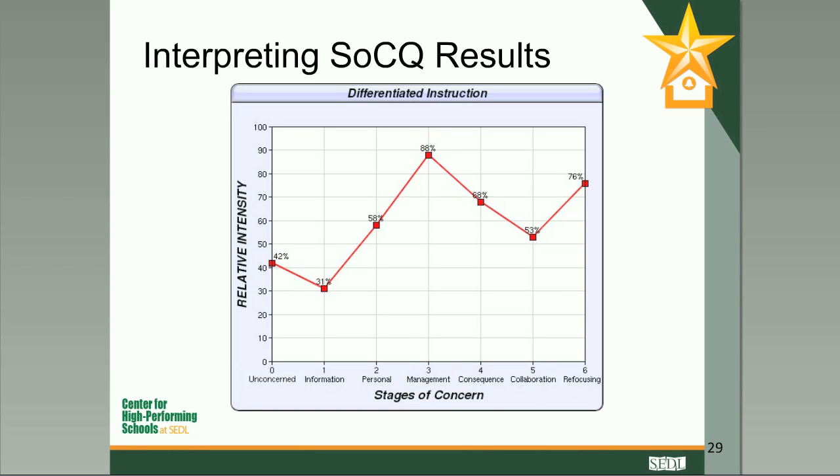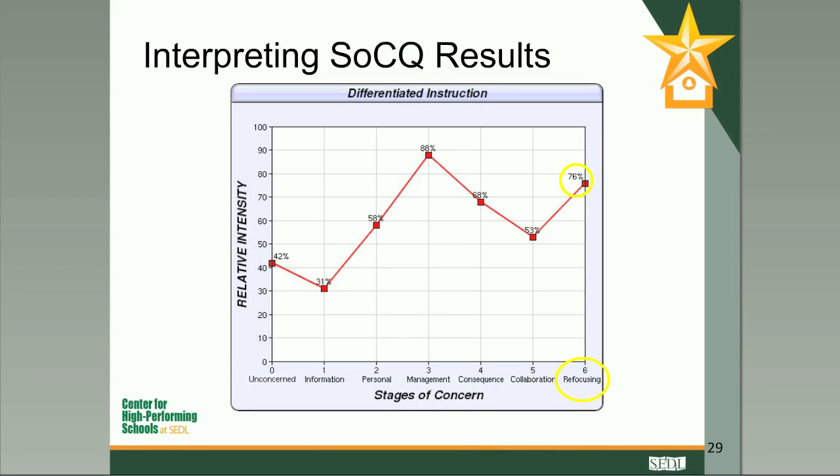And we're also a little bit concerned because the refocusing score on the right-hand side is relatively high. So not only are they having a hard time actually making it happen and implementing it, they're also thinking about ways that they might want to change it. Just as a note, something that we think about when we see this sort of profile, and again, it's on differentiated instruction, you may have some individuals who are just trying to figure out how to make differentiated instruction fit inside their day, but they're also considering how they might change it.